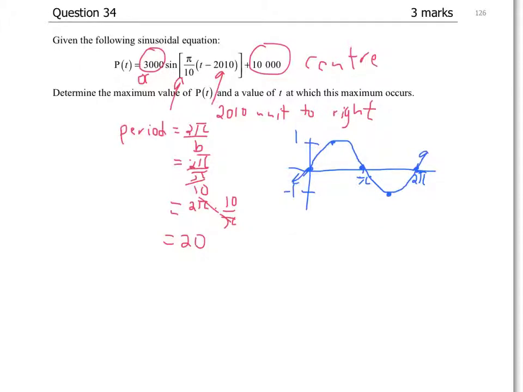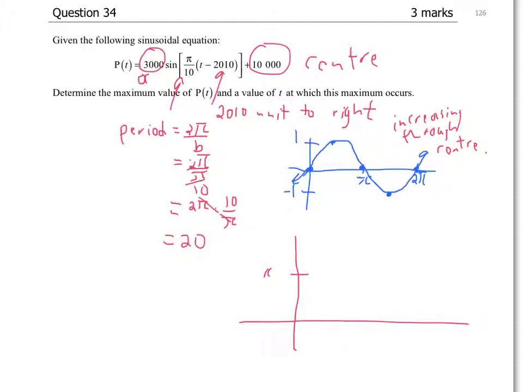So the main descriptor for sine, what I think is important, is it's increasing through the center. So how can I apply that to this particular function that we have to graph? Well, the first thing I want to notice is it's centered on 10,000 and it goes up 3,000 and down 3,000. That should really help me with labeling my y-axis. So I'm centered on 10,000.